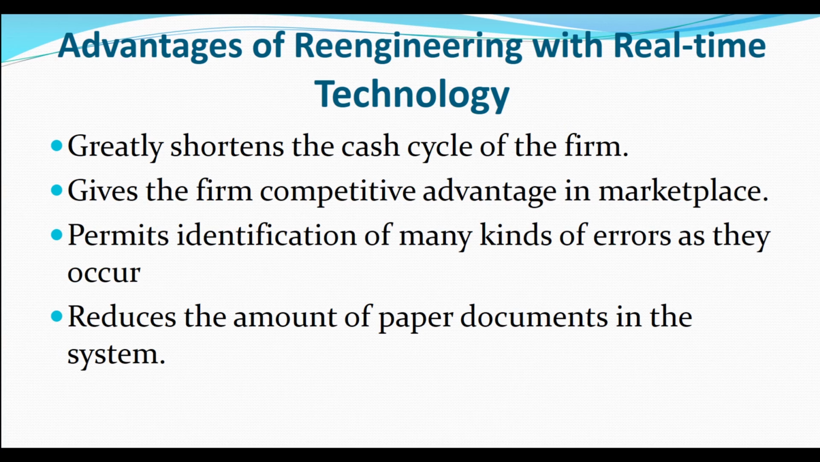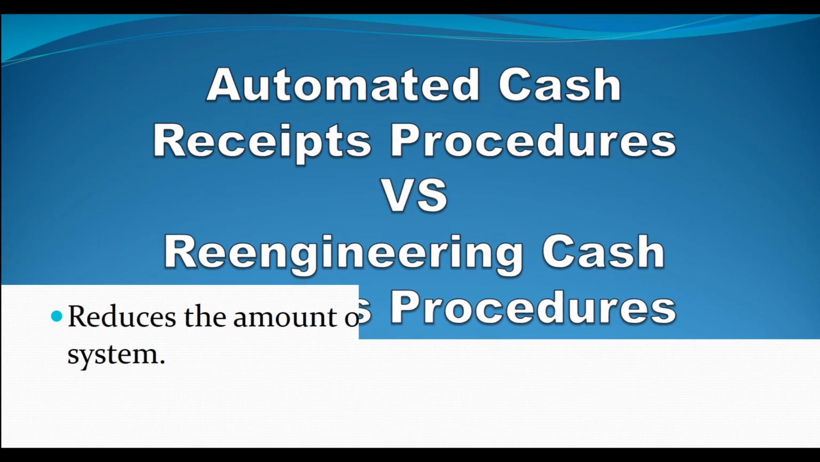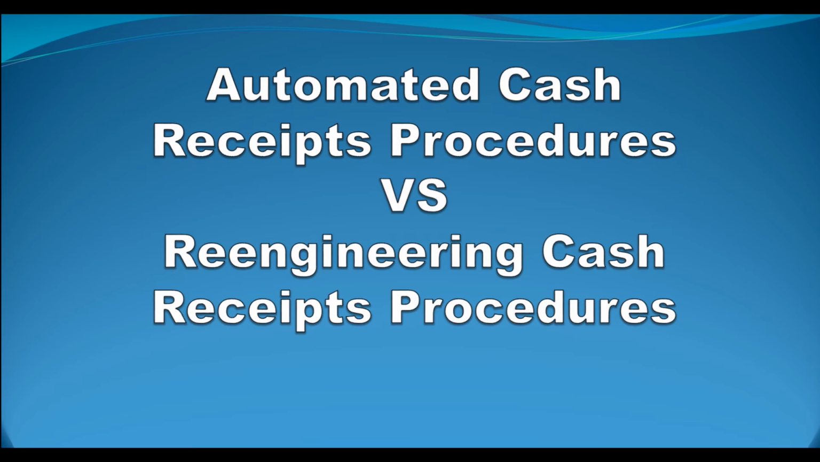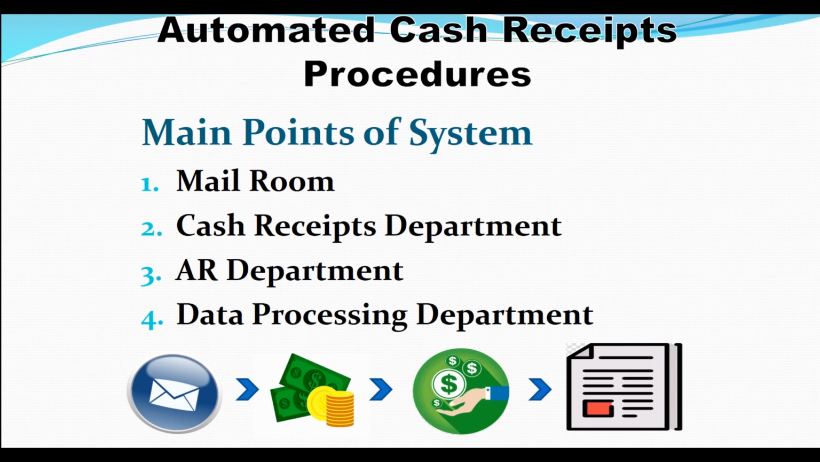Advantages of re-engineering with real-time technology. It greatly shortens the cash cycle of the firm. It gives the firm competitive advantage in the marketplace. It permits identification of many kinds of errors as they occur, and it reduces the amount of paper documents in the system. Automated cash receipts procedures versus re-engineering cash receipts procedures. Automated cash receipts procedures. Main points of the system: mailroom, cash receipts department, AR department, and data processing department.